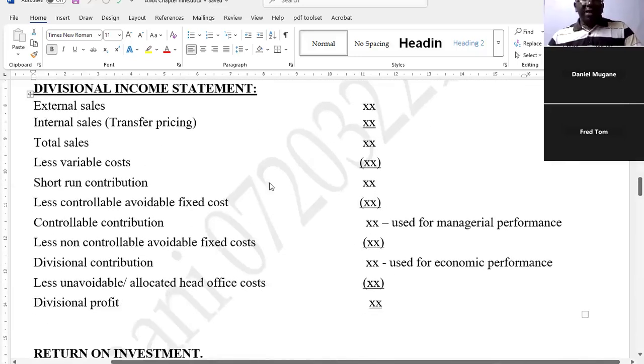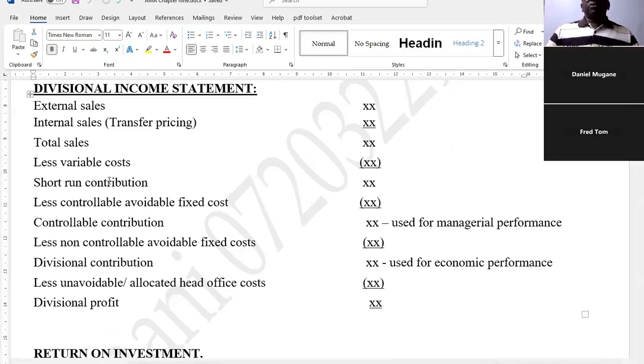Now, in compliance with that, when you want to prepare an income statement, this is how it's done. You get the external sales. This starts with transfer pricing. You come to internal sales, transfer pricing, total sales, less variable cost. You get something we call short-run contribution. You less what we call controllable, avoidable fixed costs. Those are fixed costs which the manager can avoid, and they are fixed costs. Things such as small office equipments, like staplers and so on. We get what we call controllable contribution, and that is the one that should be used to judge managerial performance.